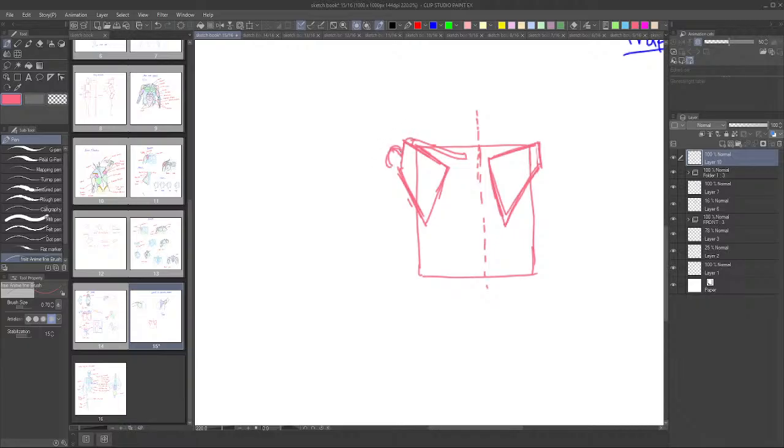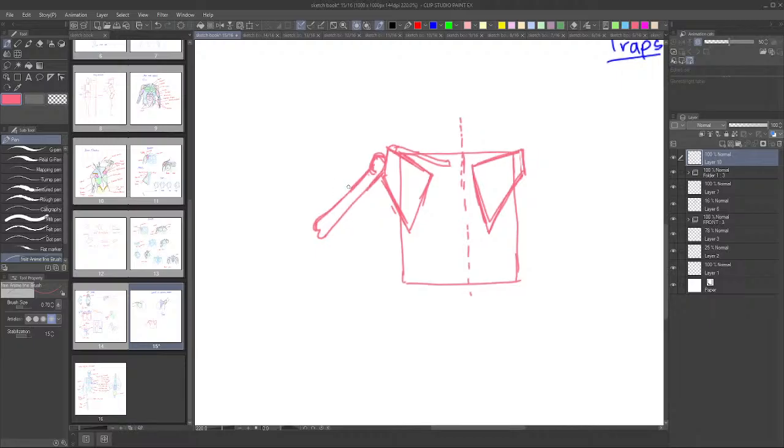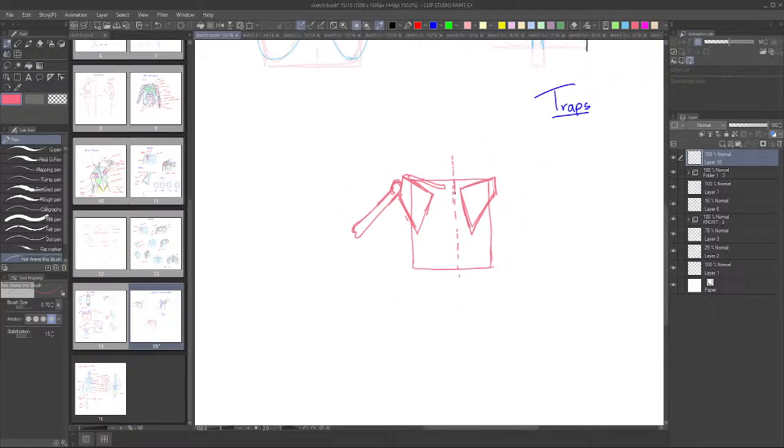So here is the humerus. This is the bone of the arm. It comes like this. So these are just a simple mannequin.